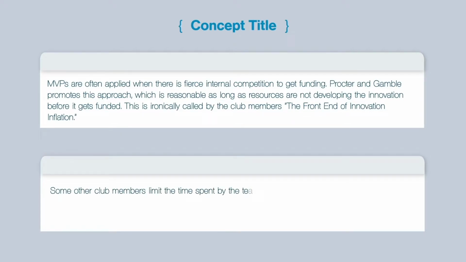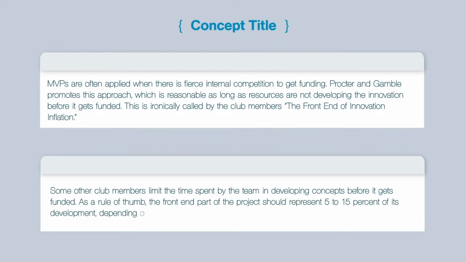Some other club members limit the time spent by the team in developing concepts before it gets funded. As a rule of thumb, the front end part of the project should represent 5 to 15% of its development, depending on the initial unknown to explore its feasibility.